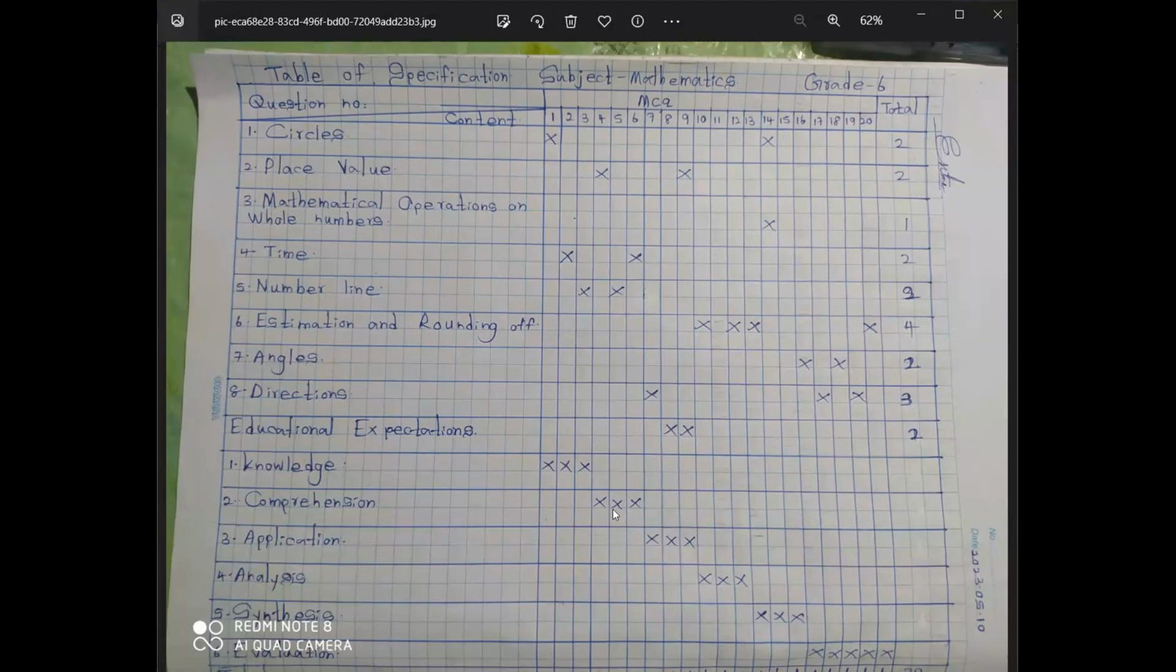This is good. We can see 20 multiple choice questions, and the first 3 questions for knowledge, the second 3 questions for comprehension. Likewise, it goes. Finally, you include about 5 questions for the evaluation. It's a good test. And you have scattered the questions equally everywhere. We can see 2, 2, 2, 1, 2. Only 4 questions for this unit, estimation and rounding off. It's a good attempt. Thank you very much for that answer.